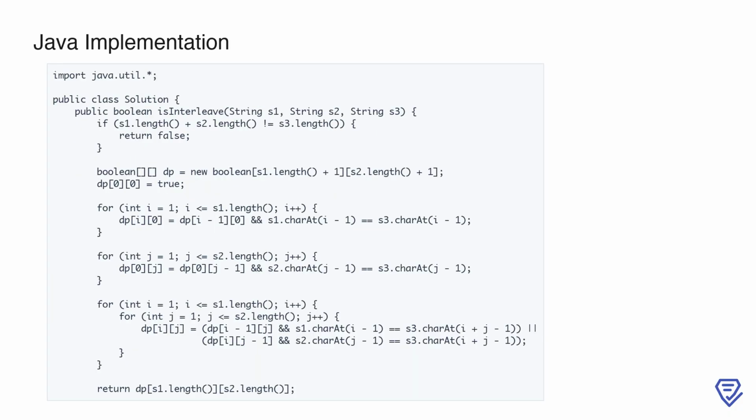Here, we start by importing the necessary utilities and defining our solution class. The main function we implement is isInterleave, which checks whether S3 is an interleaving of S1 and S2. First, we perform a quick check.